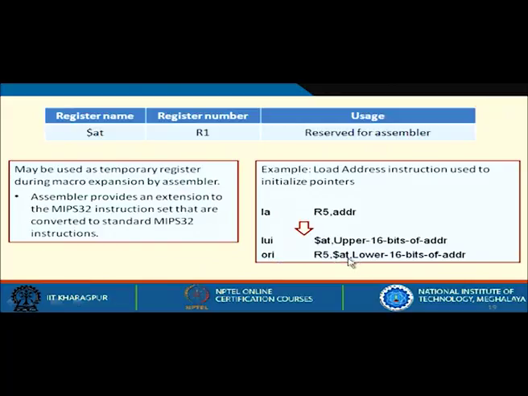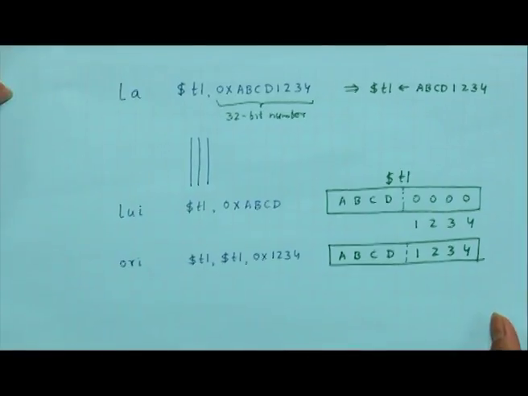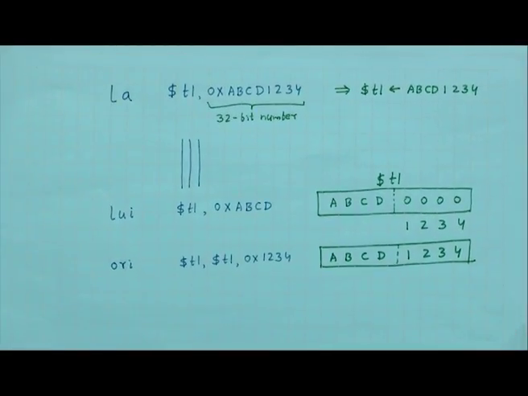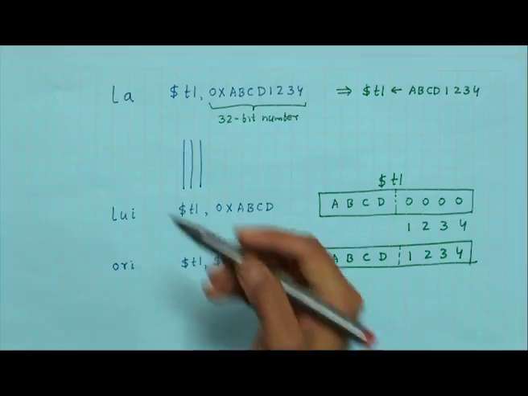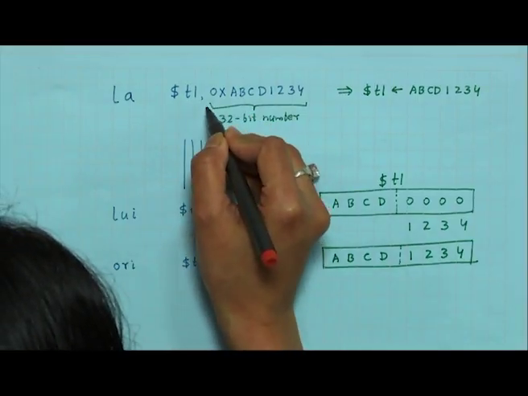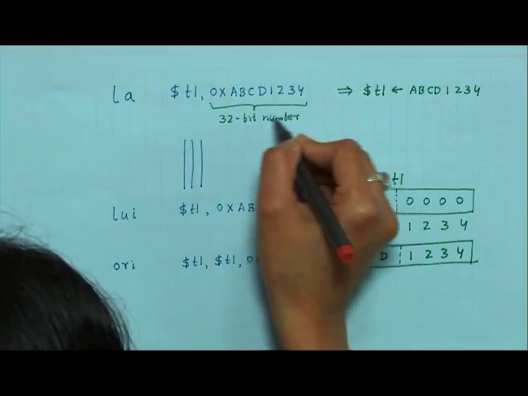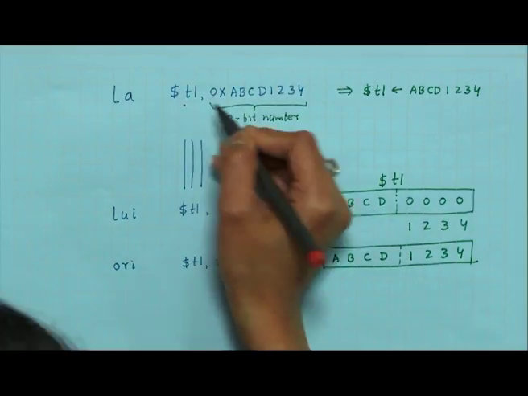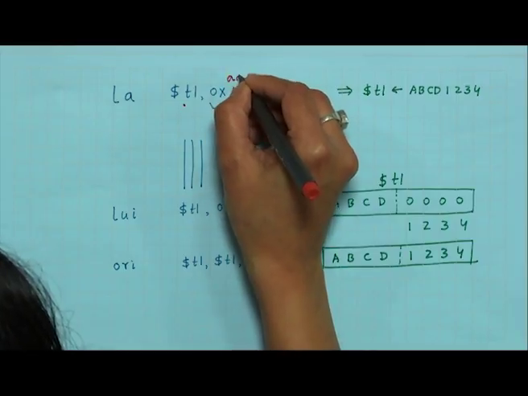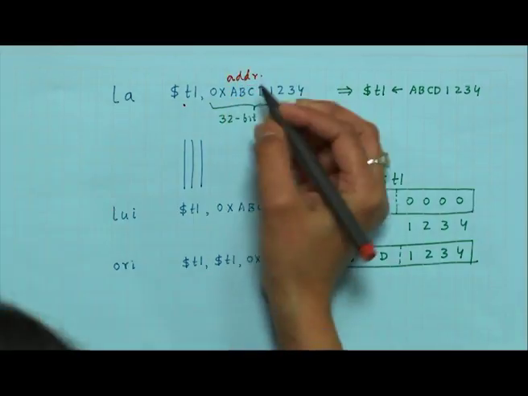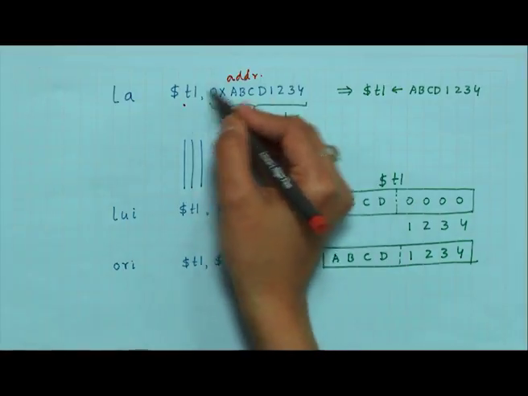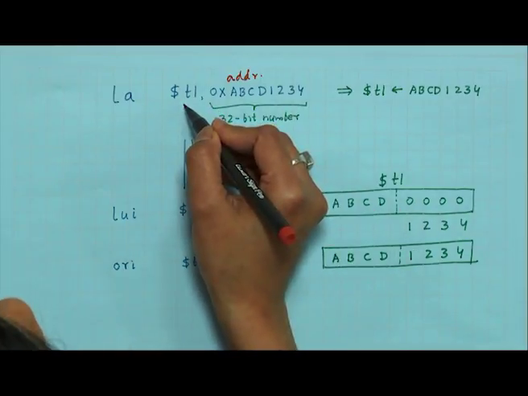We are doing an OR immediate with the lower 16-bit address. Firstly, I have loaded the 16-bit number in the upper immediate. So, let us take this example that will make it clear. See this example, what we are doing here. This load address is loading this particular address into T1, and this is nothing but ADDR. Either you write ADDR, or actually this address will get loaded in T1.